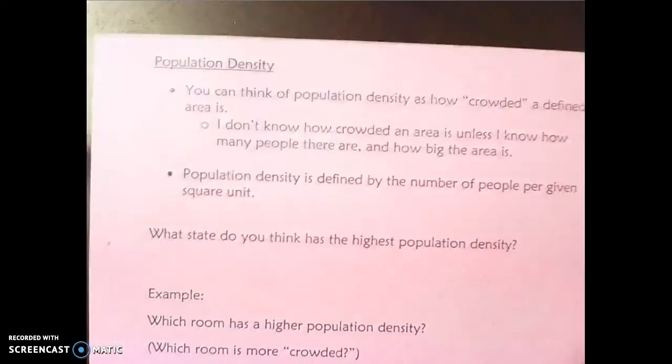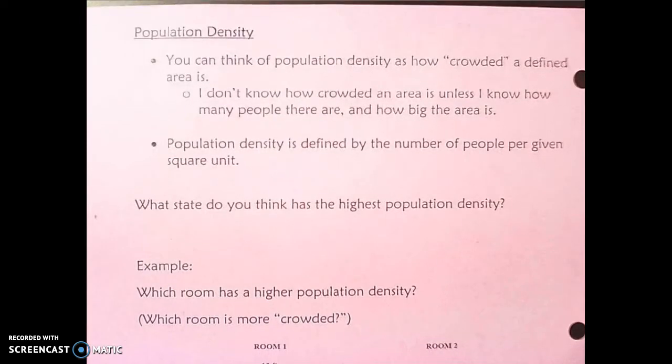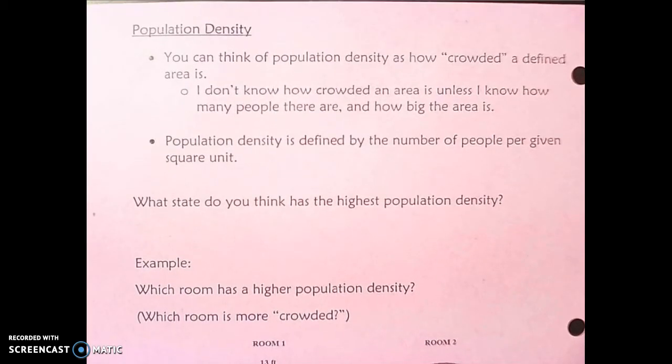So population density is a special type of density, and it basically describes how crowded a defined area is. And you're not going to know how crowded an area is unless you know how many people are there and how big the area is. So population density is defined again by the number of people per given square unit or per area.